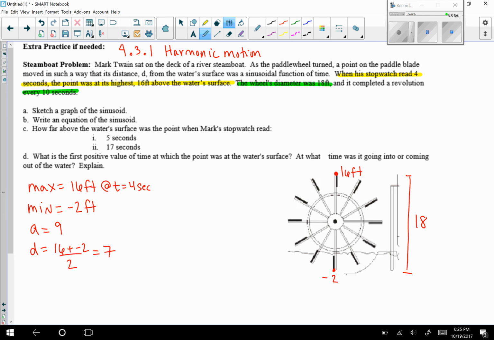Then we know the period is equal to 10 seconds because it said up here that it completes a revolution every 10 seconds. Recall that the b value times the period is always equal to 2 pi. So if I solve for my frequency, b is equal to 2 pi divided by the period. In this case, 2 pi divided by 10 is equal to pi over 5. That's something we're going to need after when we write our equation.